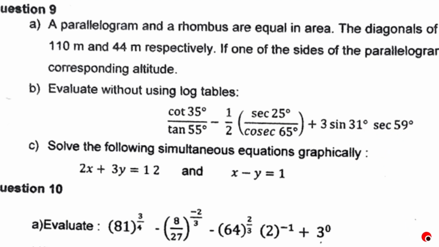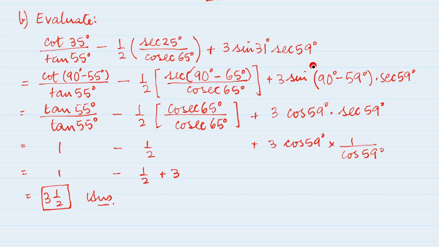So let us see how we present this. So I have written the question, and now this 35 we write as 90 minus 55. If you subtract 55 from 90, you get 35. Okay, so you write it as cot 90 minus 55 upon tan 55. So in the next step, in place of this, we'll write tan 55. Why? Because cot 90 minus theta is equal to tan theta.